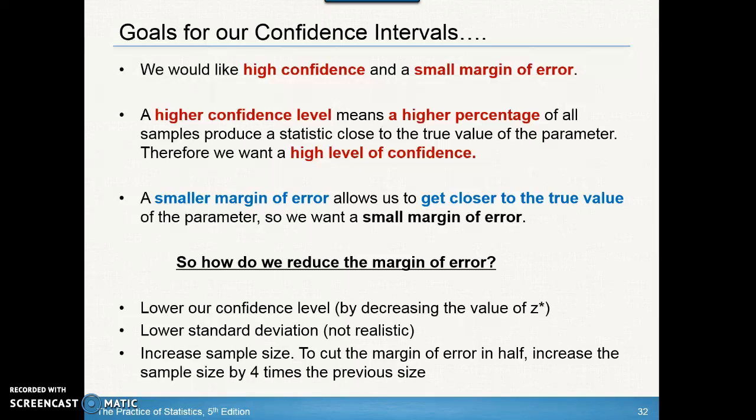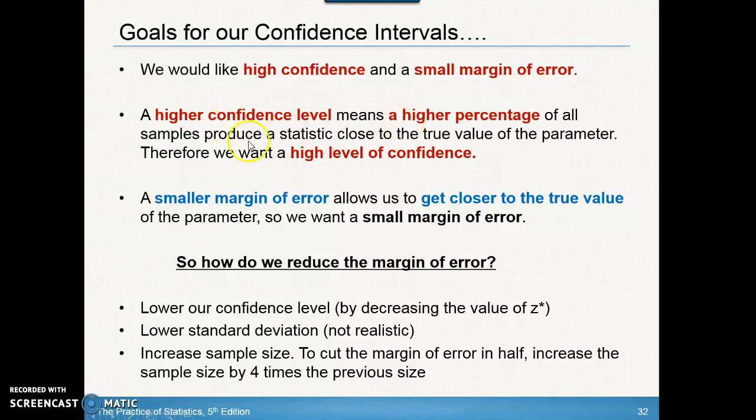Okay, so what are some goals for our confidence intervals? Number one, we would like to have a high confidence and a small margin of error. When we say a small margin of error, we want to hit that mark of where the true population mean or proportion could lie. A higher confidence level, so what does that mean?